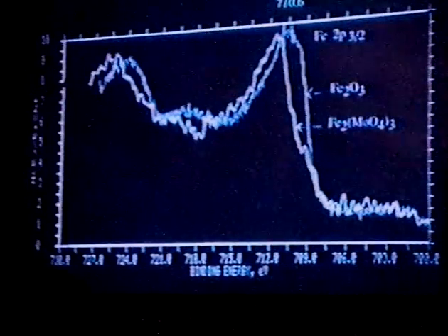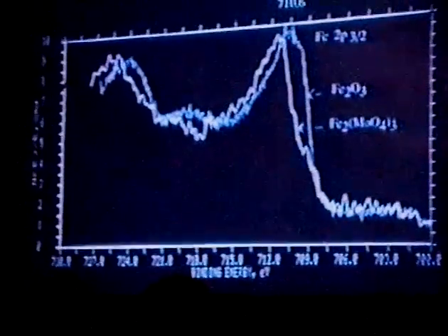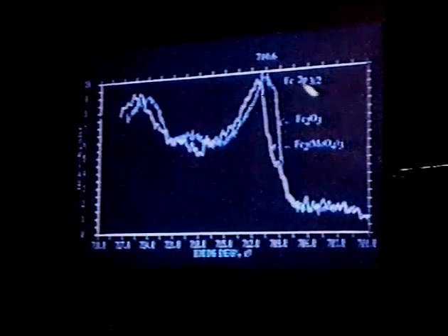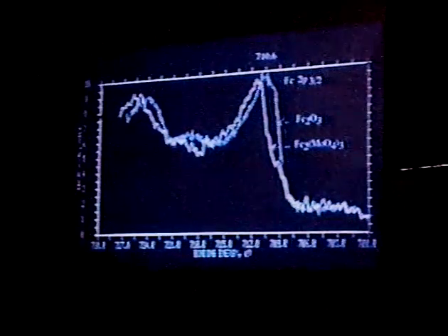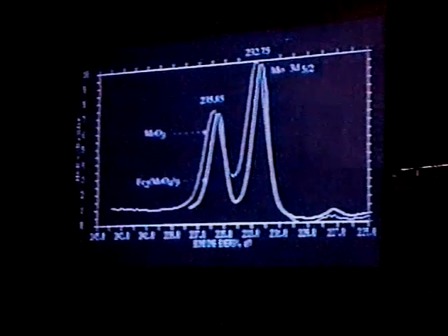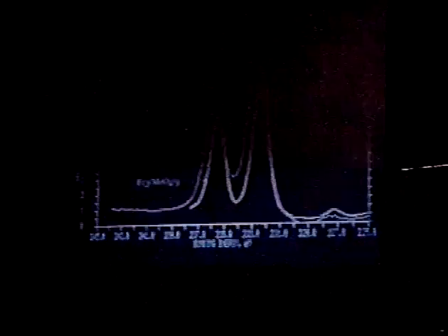This slide shows our XPS result, and we want to show the iron 2p3/2 peak, comparing superimposed spectra of iron trioxide and iron molybdate. We see that there is a shift towards higher binding energies in the case of the iron molybdate compared to iron trioxide. Now, if we examine the molybdenum 3d5/2 region, we see that the opposite shift takes place, and now we have a shift towards lower binding energies.